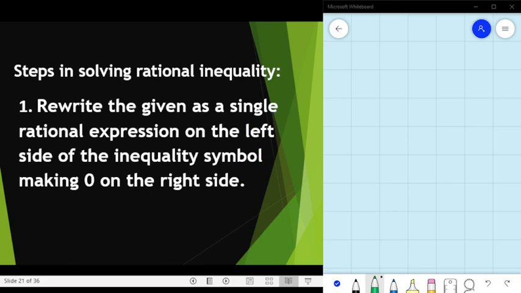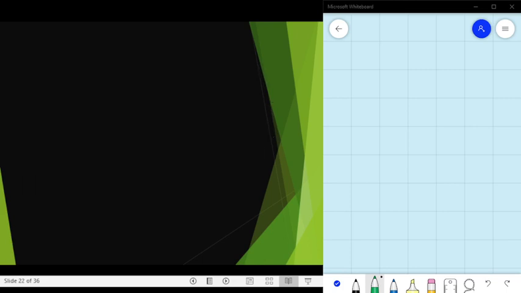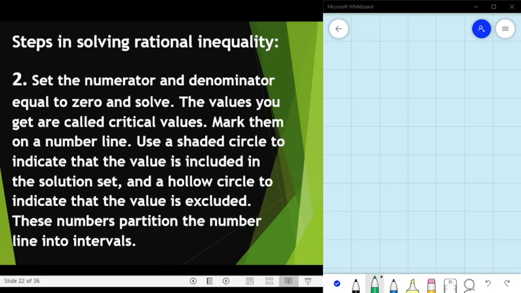First, we are going to rewrite the given as a single rational expression on the left side of the inequality symbol, making 0 on the right side. After that, we have to set the numerator and denominator equal to 0 and solve. Then the values you get are called critical values. We are going to mark them on a real number line. Then use a shaded circle to indicate the value is included in the solution set, and hollow circle to indicate that the value is excluded.